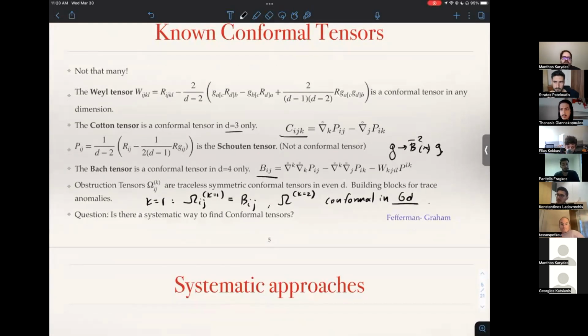So the question arises: we can play around and find these tensors, but is there a systematic approach to find these conformal tensors? Just a question. Sure. These obstruction tensors are not known in general? The way to find them explicitly is that you need to solve Einstein's equations. So they are known up to 8D. The higher the dimension you go, the harder it is to solve Einstein's equations. So explicitly, they're not known in all d. Let me understand this.